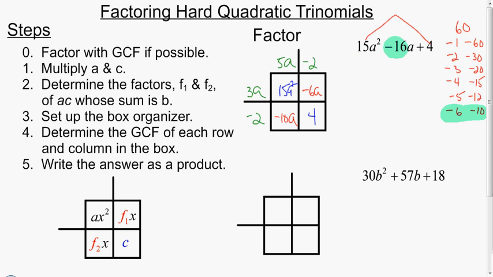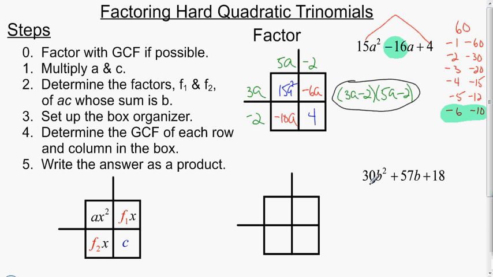Now, I'm going to write that answer as a product. So I will need these two terms and these two terms and just turn them into quantities, and make a product of those quantities. So I'm going to get 3a minus 2 as a quantity times a quantity, 5a minus 2. And as always, you could take this expression, FOIL it out, and you would get the original expression.